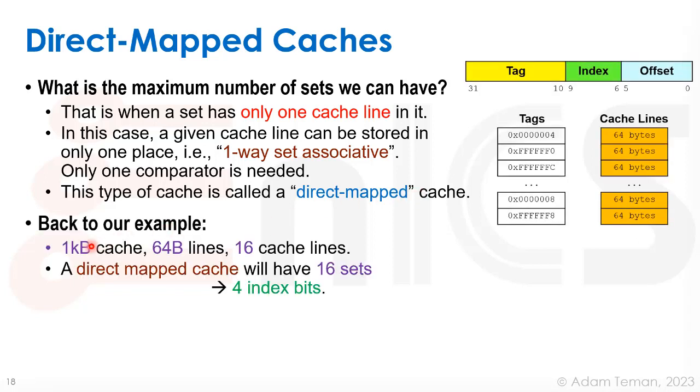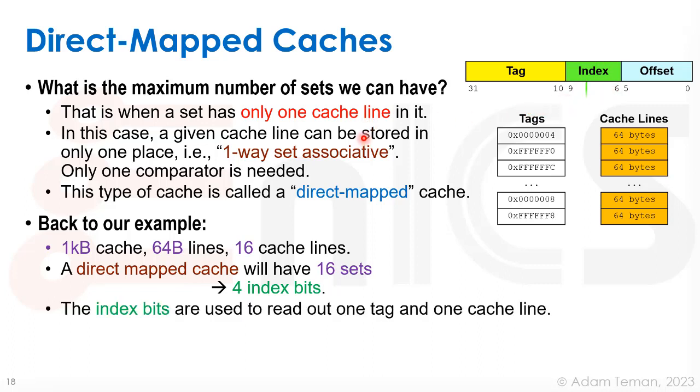So let's go back to our example. We have our 1 kilobyte cache with 64 byte lines, and therefore we have a total of 16 cache lines. A direct mapped cache will have 16 sets, so there are going to be 16 rows, as you see. And because we have 16 sets, we have log 2 of that, or 4 index bits. So the index bits here are going to be bit number 6 to number 9.